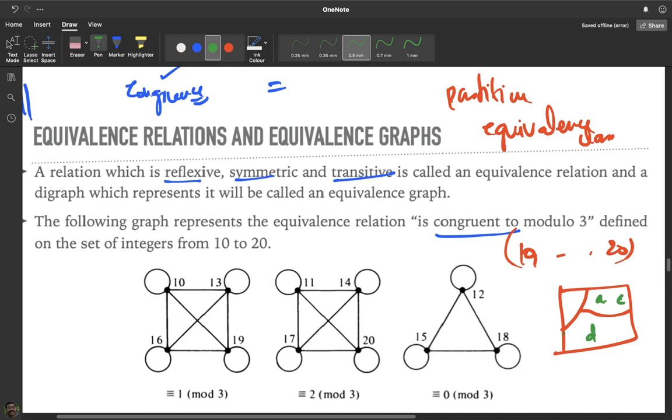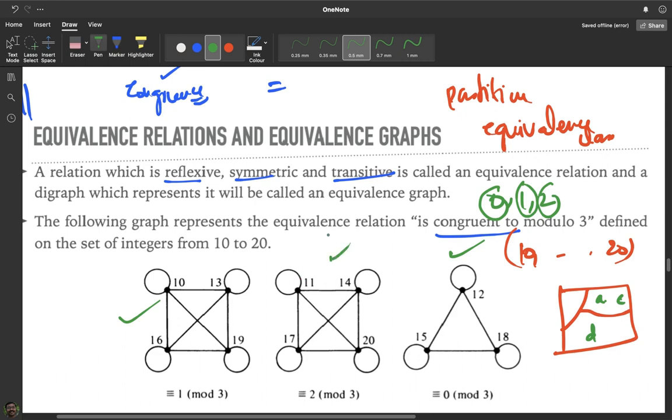Similarly, if you draw the graph of an equivalence relation, you will get a disconnected graph depending upon the number of equivalence classes. In this problem there were three equivalence classes because here we are using modulo 3. Modulo means you are getting the remainder. When you divide by 3, the possible remainders are 0, 1, 2. So there will be an equivalence class corresponding to 0, that is this one, an equivalence class corresponding to 1, that is this one, and an equivalence class corresponding to 2, so that is this figure.